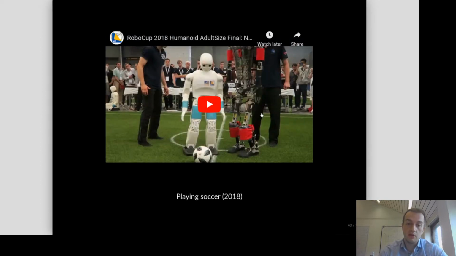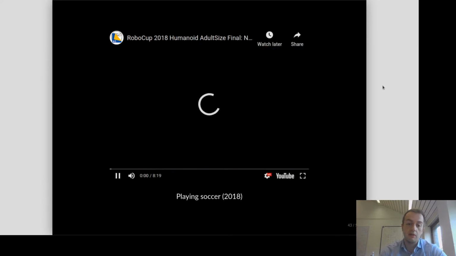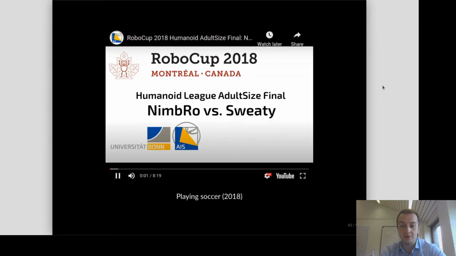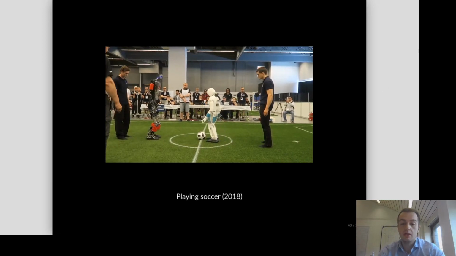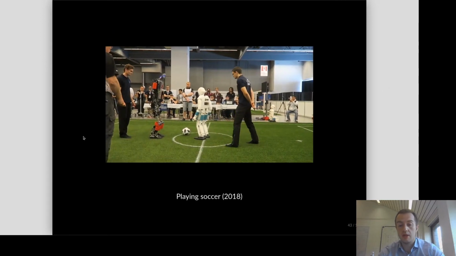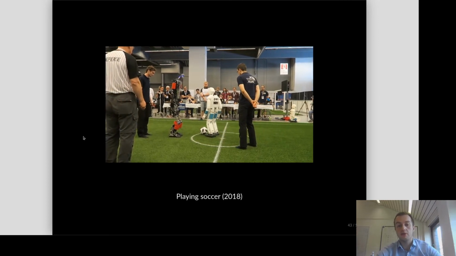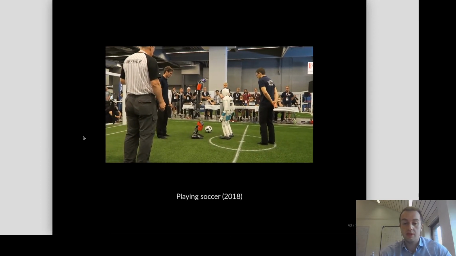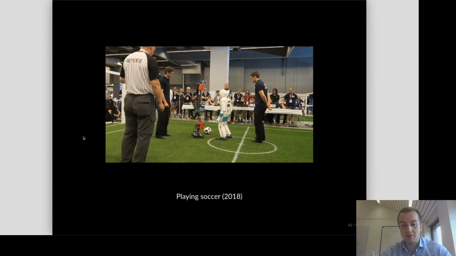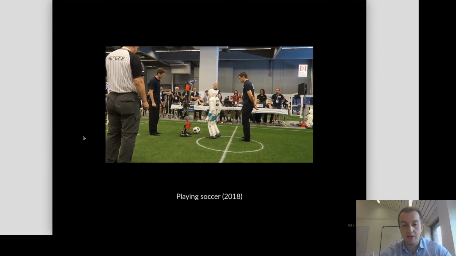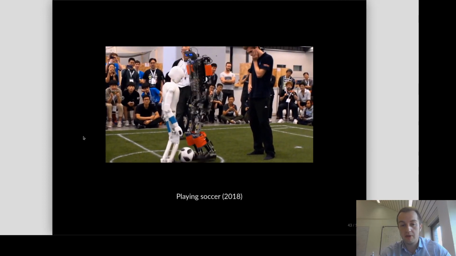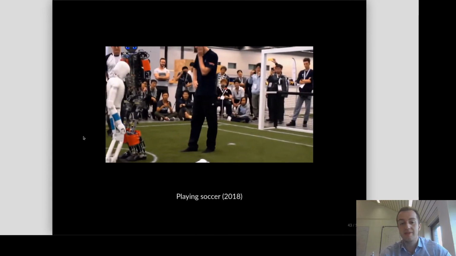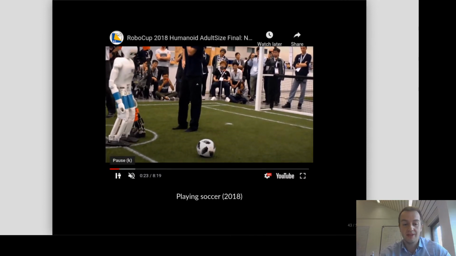We mentioned soccer, and indeed this is something we can barely do today, even though on all these other video games we are able to play very well and better than humans. On soccer, we cannot play very well. What you see is the final of the 2018 RoboCup. These are the two best teams, and they play against each other.